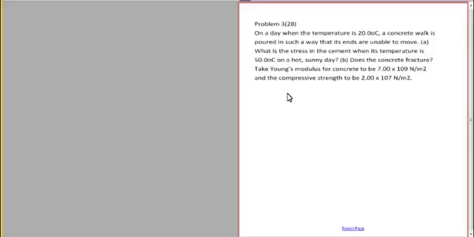Okay, so problem 3 is very similar to problem 1. So let's just read it. On the day when the temperature is 20 degrees C, a concrete walk is poured in such a way that its ends are unable to move. So it means it's restrained, but it's not under stress at that point. What is the stress in the cement when its temperature is 50 degrees C on a hot sunny day?